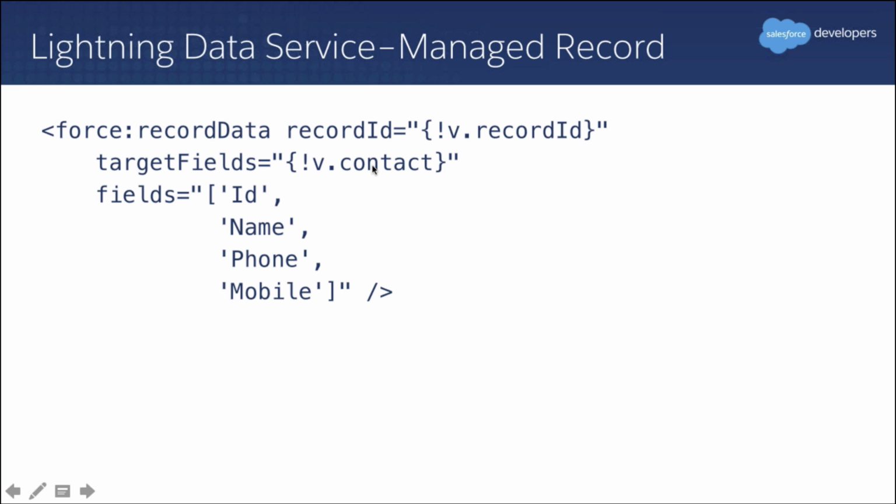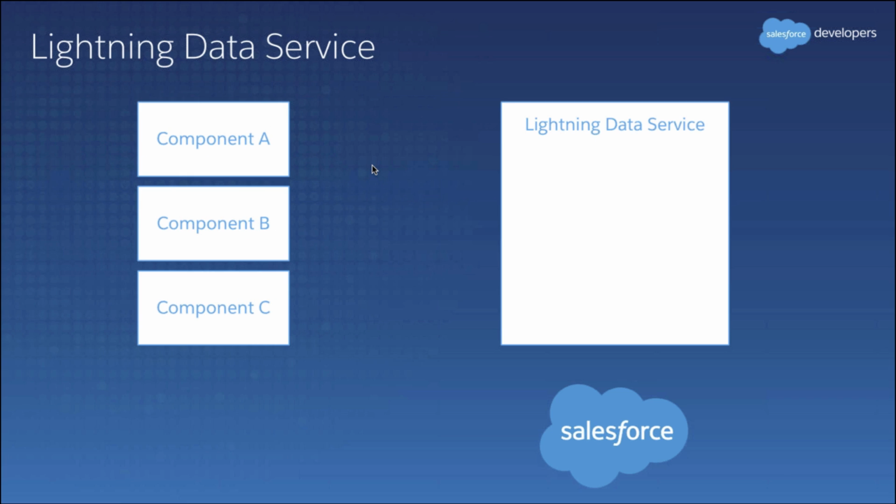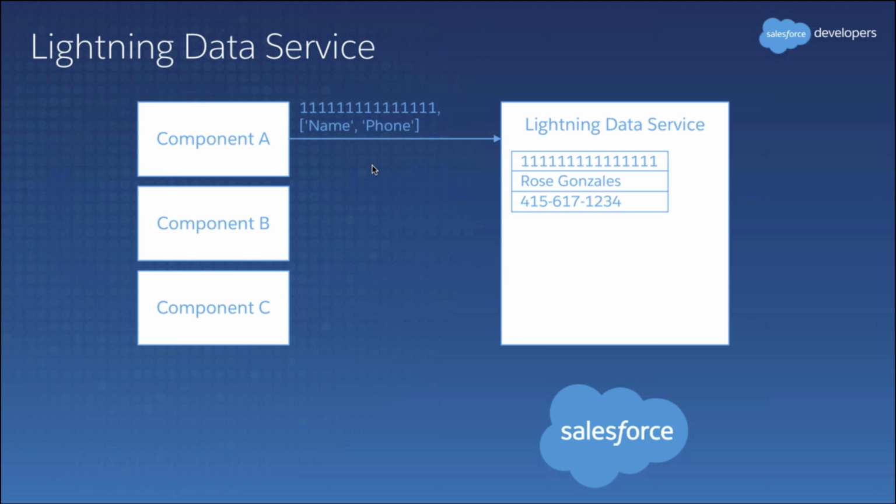Now, it's important to understand what really happens behind the scenes here. So let's take a quick example where we have 3 components, maybe on the same page. The first component is going to say, okay, I want this record identified by that ID here, 1111, and I want 2 fields, name and phone. At this point, the Lightning Data Service is going to say, okay, I don't have that record in my cache yet, so I'm going to go to the server and retrieve that record. And then I'm going to return that record to component A.